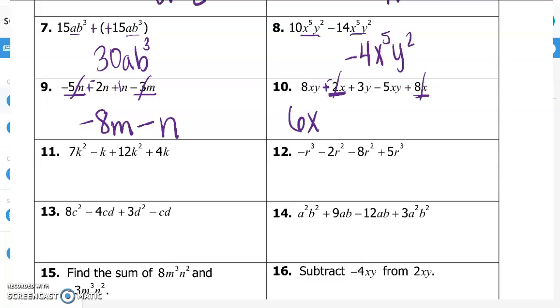Then I'm going to put the xy. Again, it doesn't matter, but we like to have all of our x terms first. So we have 8xy minus 5xy. So that would be plus 3xy. You cannot put those together to make it 9 because they don't match exactly. So these two are gone, and then finally we're left with plus 3y.